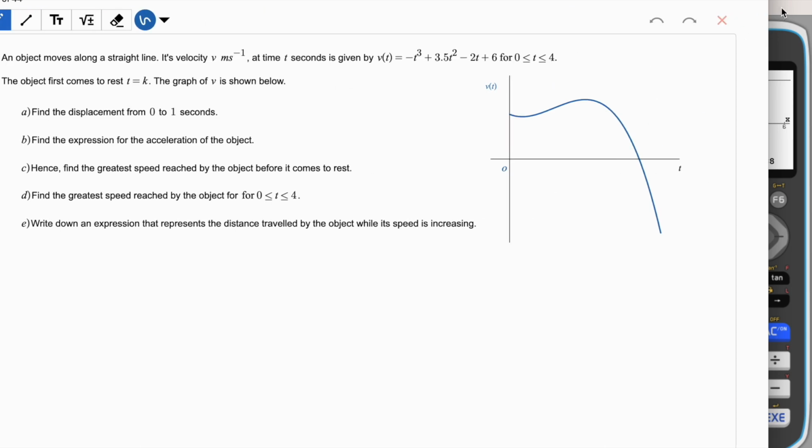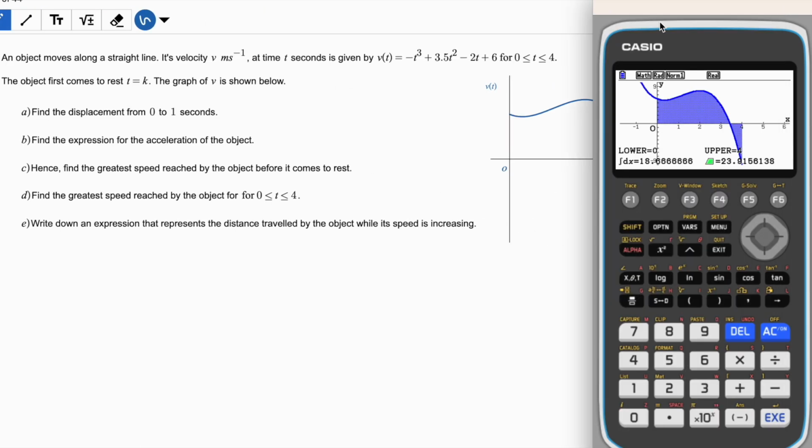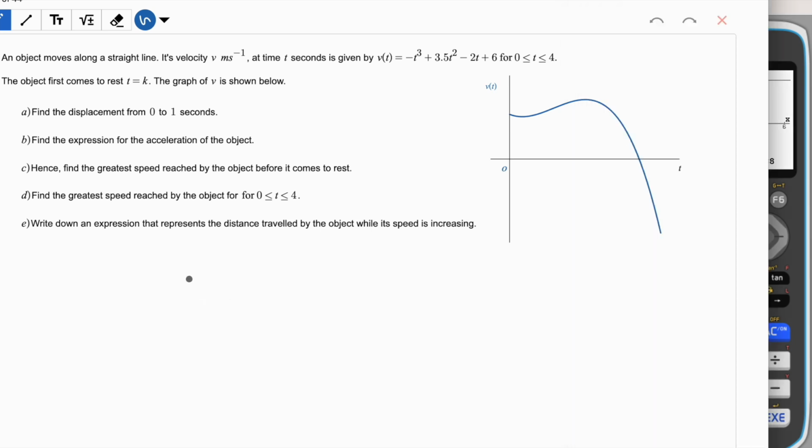So here I have my first question, which is on the velocity time as well. An object moves along a straight line. Its velocity is given by negative t power 3 plus 3.5 t square minus 2t plus 6 from 0 to 4. So the object is traveling from 0 to 4 seconds. The object first comes to rest at t equals to k. The graph is shown. This is really an exam style question.